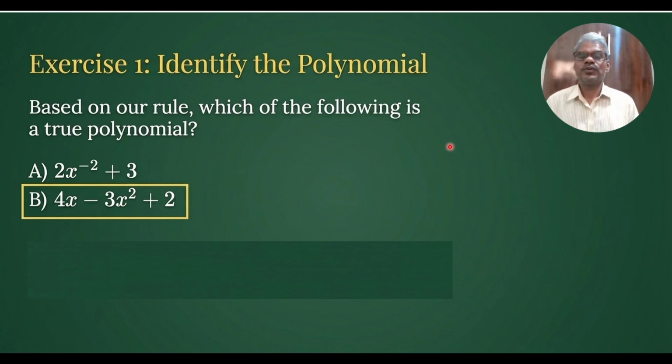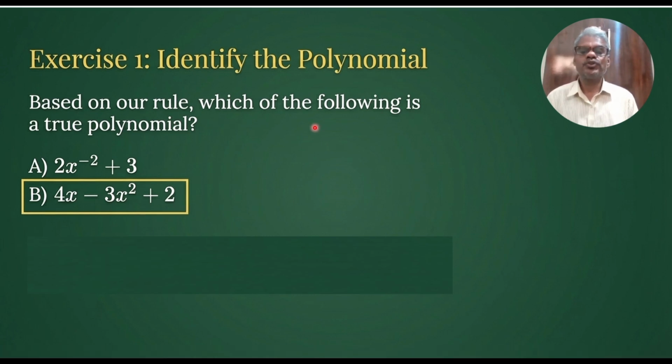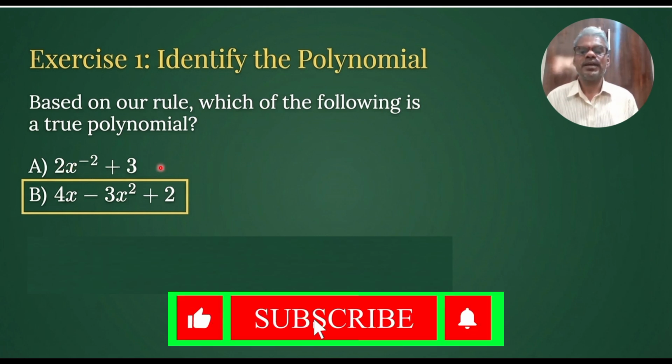As we have studied polynomials, identify whether the following expressions are polynomials. Based on our rule, which of the following is a true polynomial? A: 2x raised to minus 2 plus 3. B: 4x minus 3x squared plus 2. In the first example, there is one term having a negative power, which is not a whole number. So 2x raised to minus 2 plus 3 is not a polynomial.